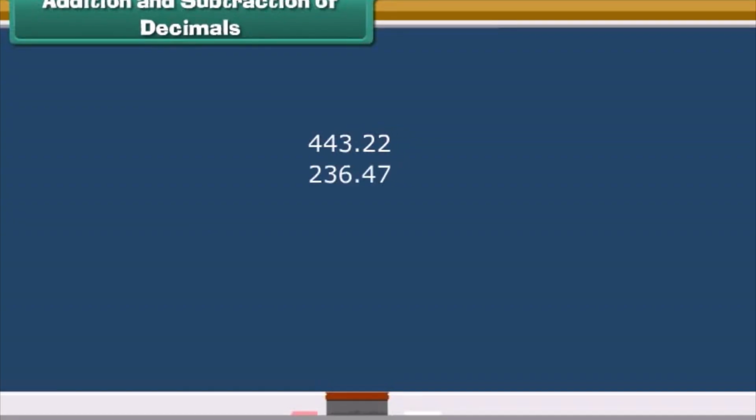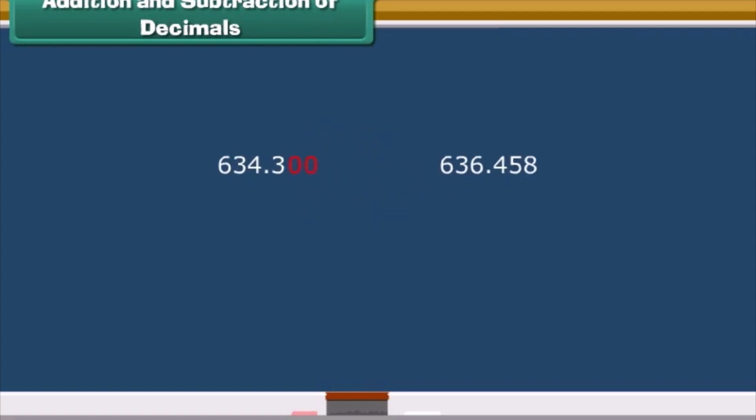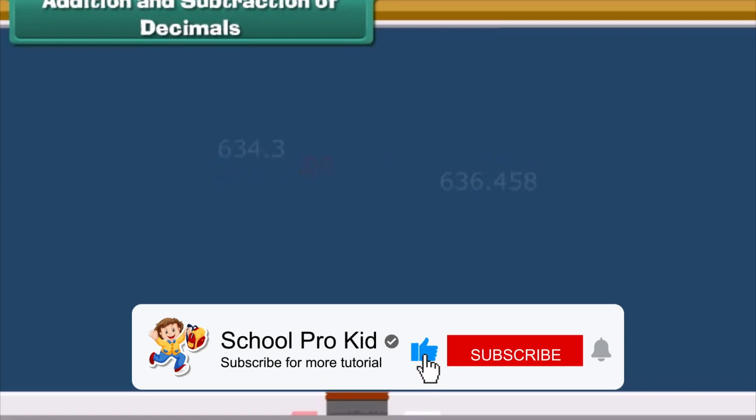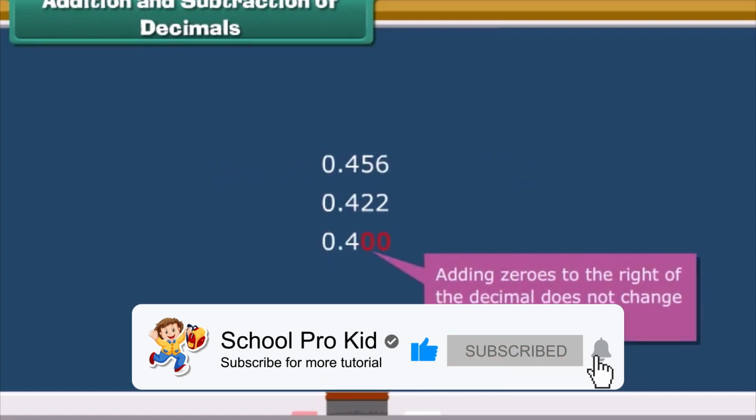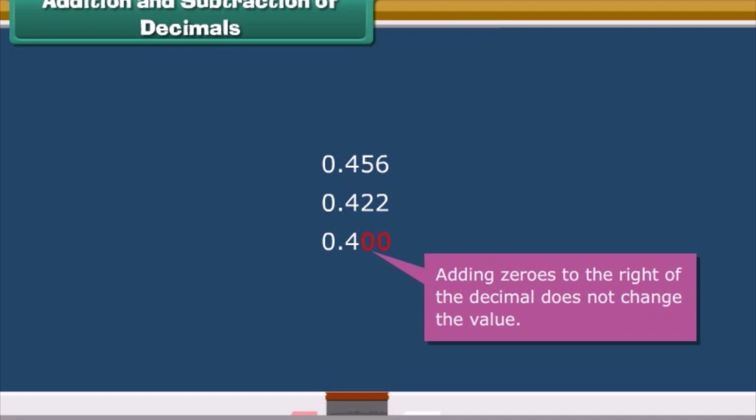Decimals are easier to add or subtract, just like whole numbers. For this purpose, you have to line up the decimals first. See, it's easy. Also, decimal numbers are easier to compare, just by adding zeros at the end of the shorter number to make the numbers of the same length. And you can tell right away which number is bigger. Remember, adding zeros to the right of the decimal does not change the value.